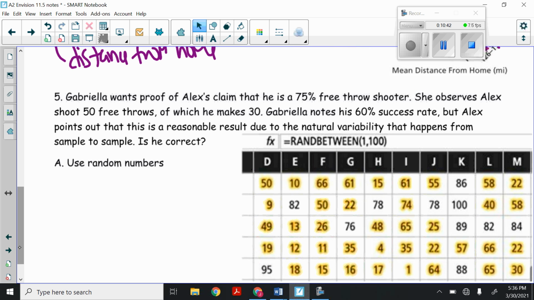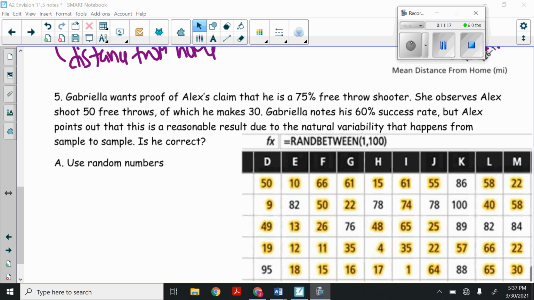All right, our next example. Gabriella wants proof of Alex's claim that he is a 75% free throw shooter. She observes Alex shoot 50 free throws, of which he makes 30. Gabriella notes his 60% success rate, but Alex points out that this is a reasonable result due to the natural variability that happens from sample to sample. Is he correct? Is he truly a 75% free throw shooter, or is he not?